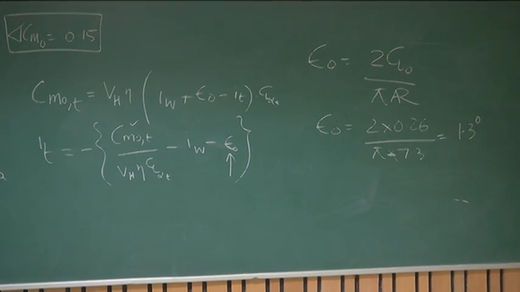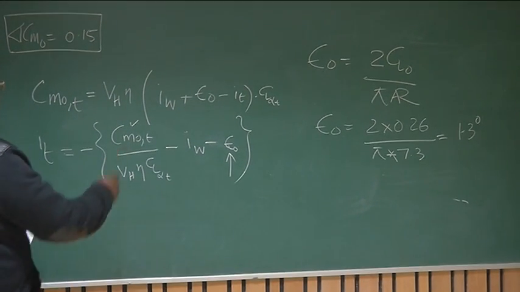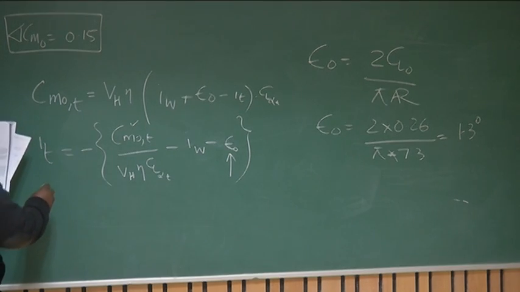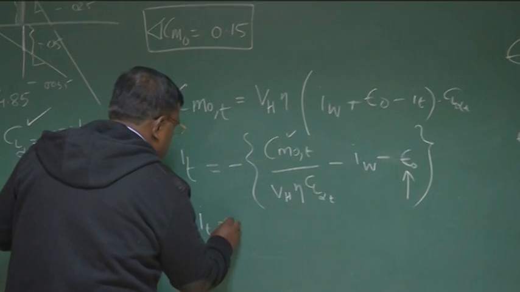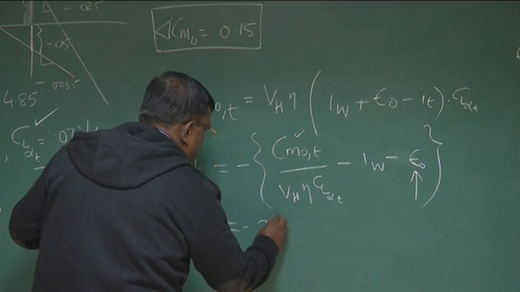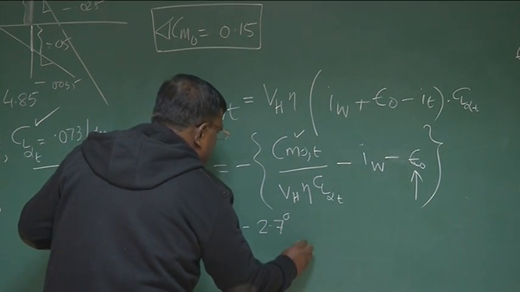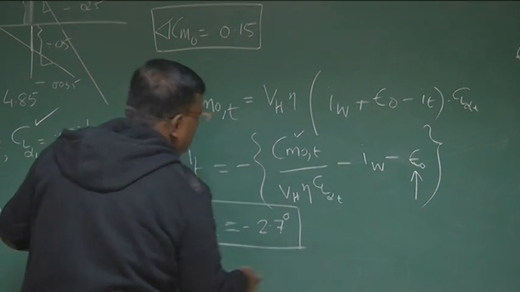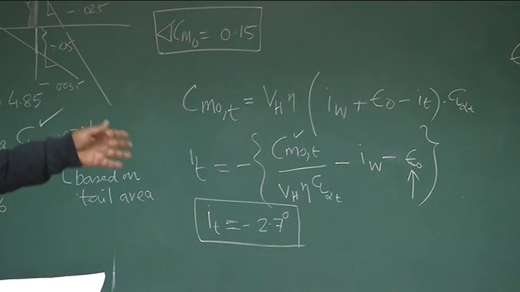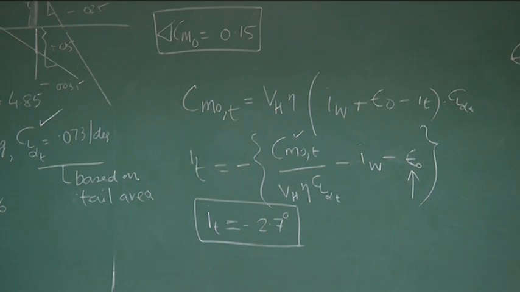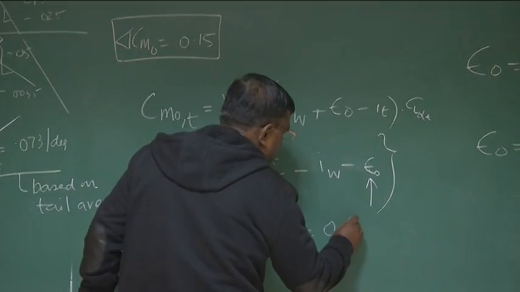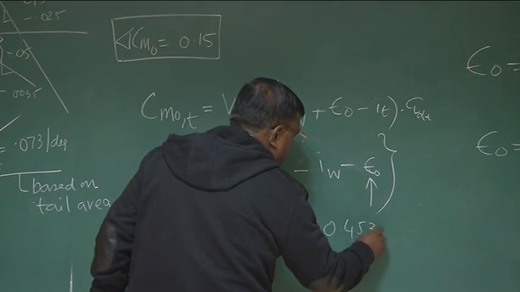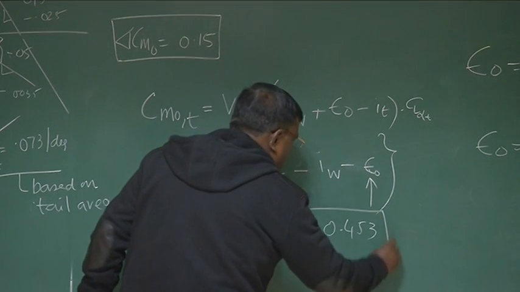You should appreciate that. So now if I put every value here, I can easily see It as minus 2.7 degree. It's straightforward. You can plug in all those values here. So you are getting It equal to minus 2.7 degree, and Vh required is 0.453. So this is the solution.